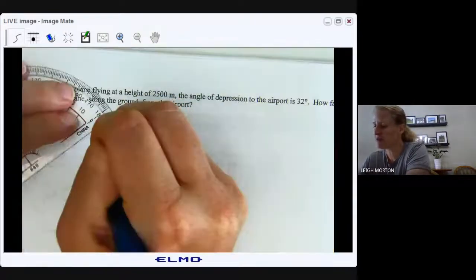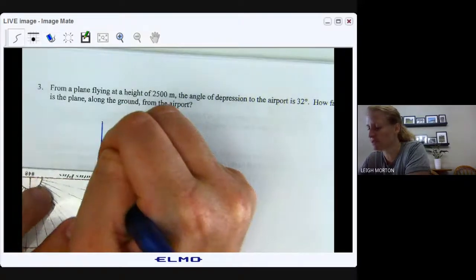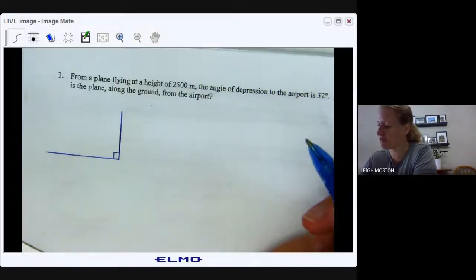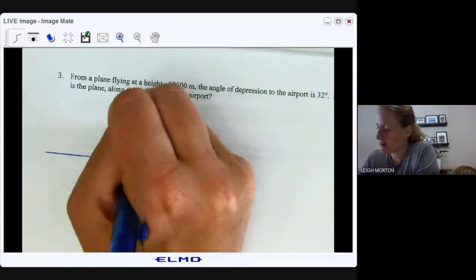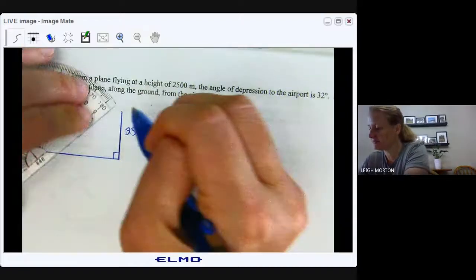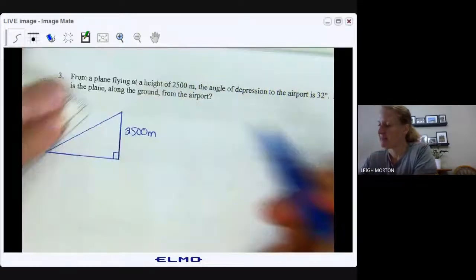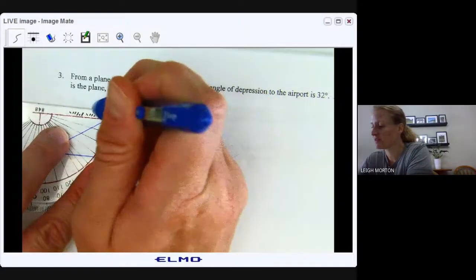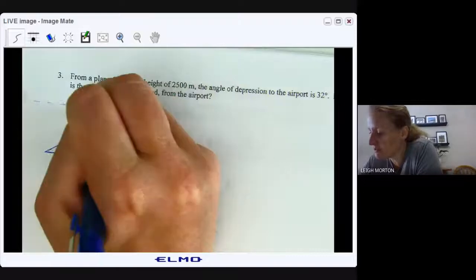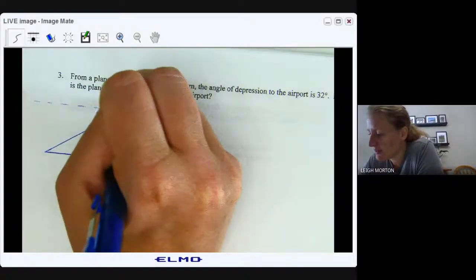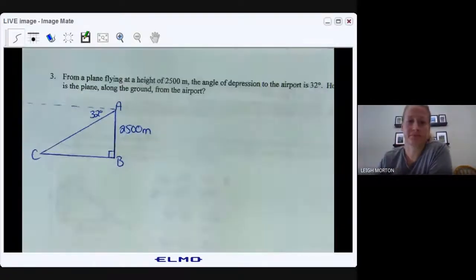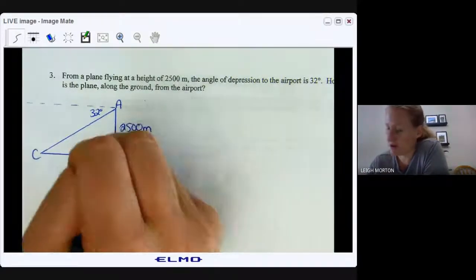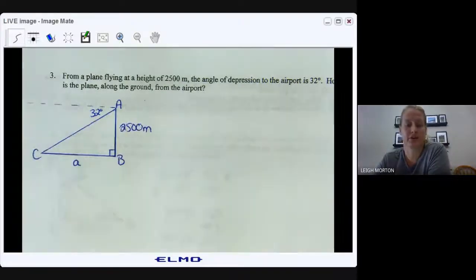Here's my plane. Doesn't matter whether you have it going to the left or to the right, east or west. But I know that its altitude makes a 90-degree angle with the ground. It's at a height of 2,500 meters. And the angle of depression of the airport is 32 degrees. So angle of depression means I'm going to draw on my horizontal. And that's 32 degrees there. We're being asked, how far is the plane from along the ground? That's my unknown.